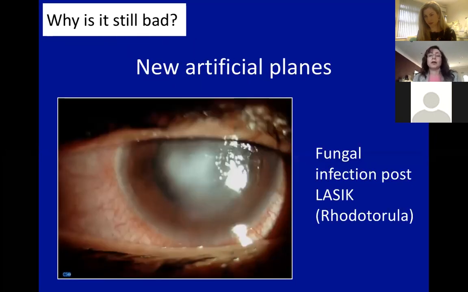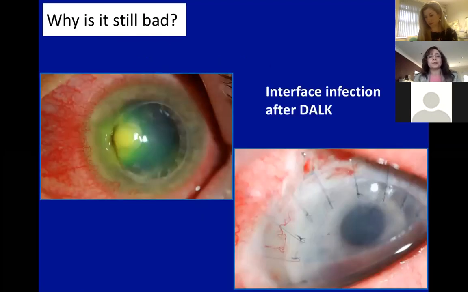We also are creating so many new artificial planes. For example, that patient with fungal infection after LASIK, and the microbiologists gave us a very rare fungus called Rhodotorula. So in these artificial planes, the infection goes very quickly and can spread and is very resistant to treatment. And again, this patient has had a DALK and had an infection from the suture tract, which then entered and spread quite extensively. But eventually the sutures were removed and the infection was treated and the patient settled.